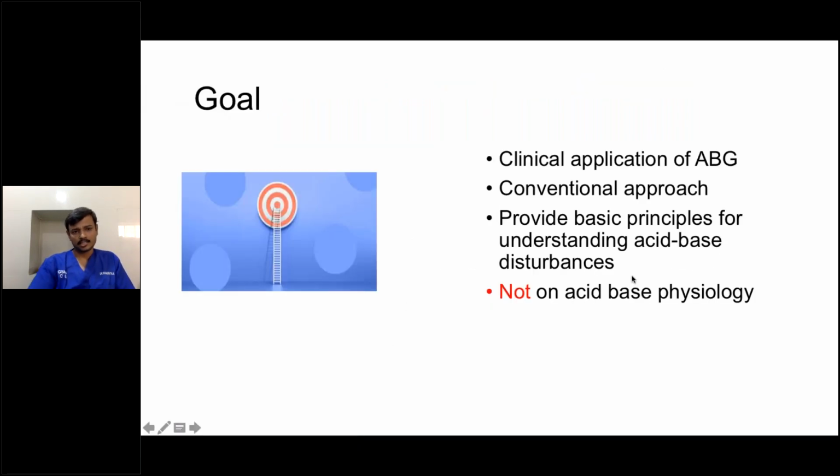So the goal of this talk, ABG application, is the conventional approach. We are not discussing the Stewart's approach. There are several approaches available, but we are going through only the conventional approach this time. It also provides a basic principle for understanding acid-base disturbances. We are not discussing acid-base physiology as such, even though we'll touch upon a few physiology points so that we can understand the interpretation of ABG in a better way.